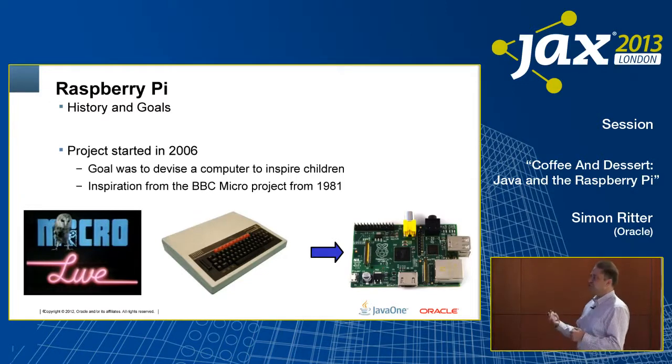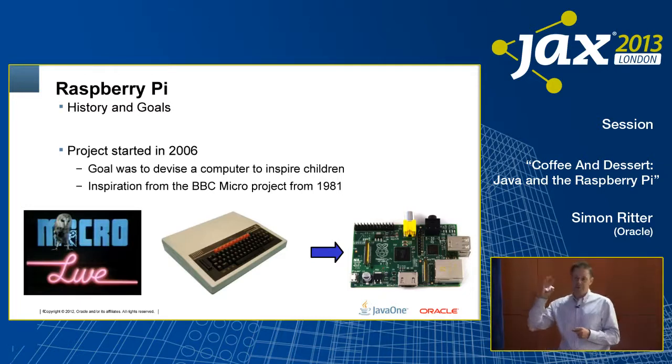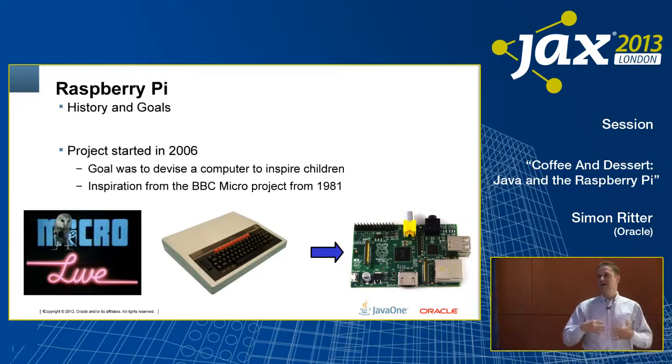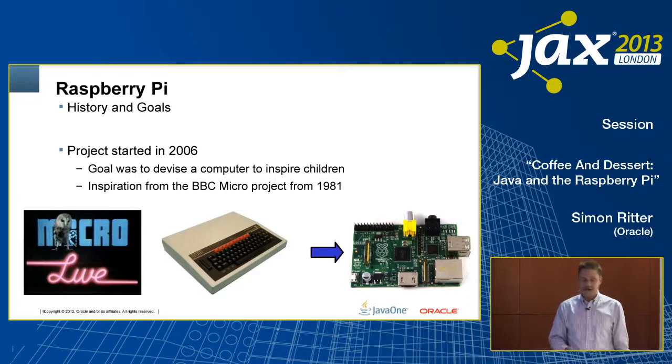And they wanted to get children more interested in the workings of computers, more interested in how you actually program computers. And out of that came the Raspberry Pi Foundation. And they spent several years putting together the designs for the Raspberry Pi board. So the ultimate goal of the Raspberry Pi is to get people interested in computer science again.